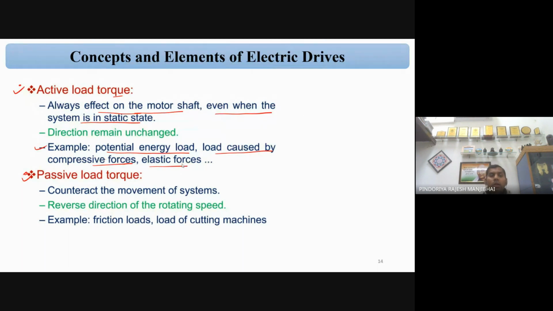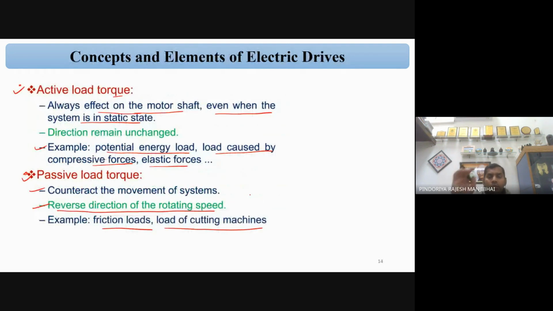Then what about the passive load torque? It counteracts the movement of the system, so it will change the direction. Then we say it is a passive load. In an active load torque, it will not change the direction, but in the passive load torque, it will change the direction. So you can see the reverse direction of the rotating speed. And what are the examples? Friction load, load of cutting machines. These are a few examples of the active load torque and the passive load torque.